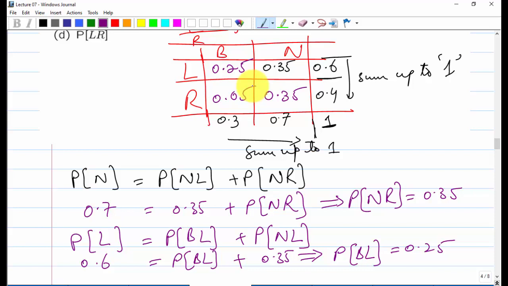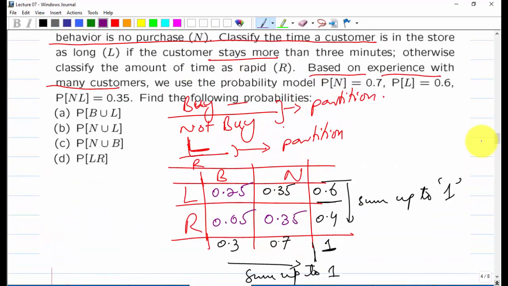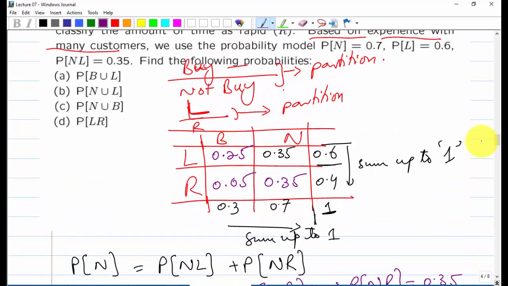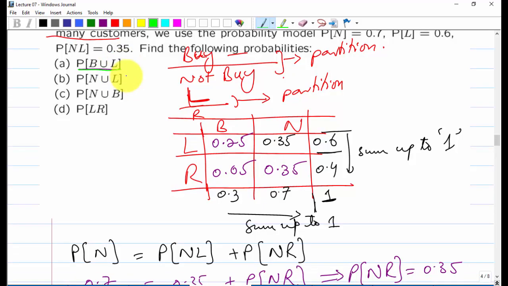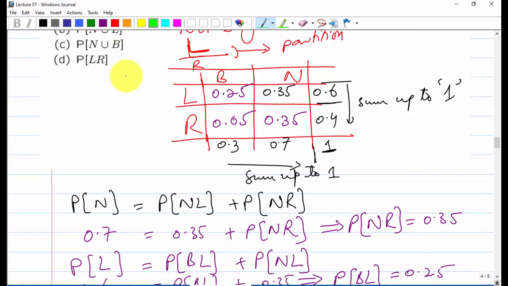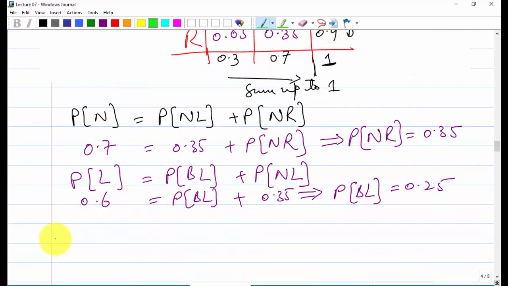Now this is what we have done so far to fill out the table. Now we can answer the questions which have been asked. So let's see what is the first. Probability of buying union L, means we have to find this probability of B union L.